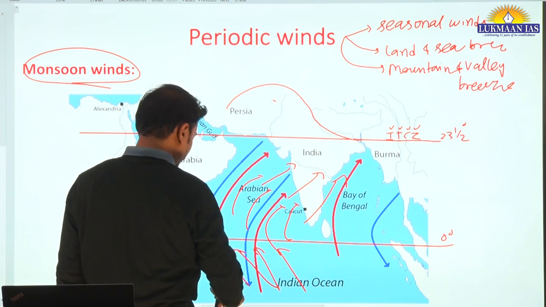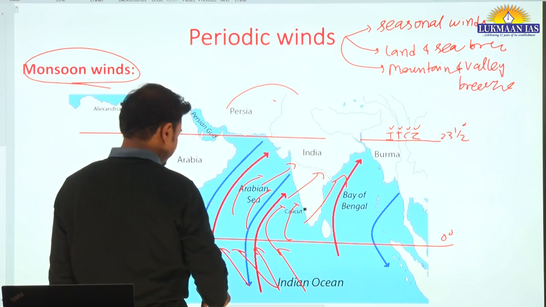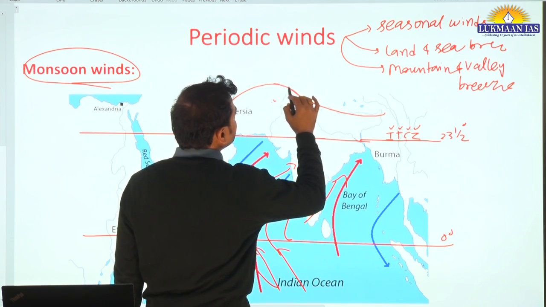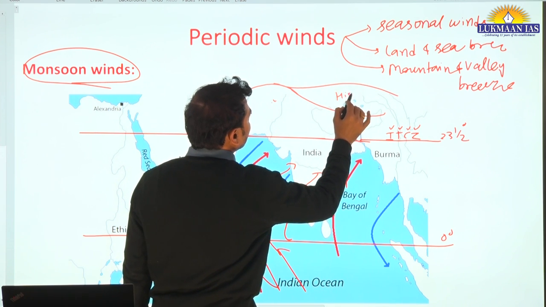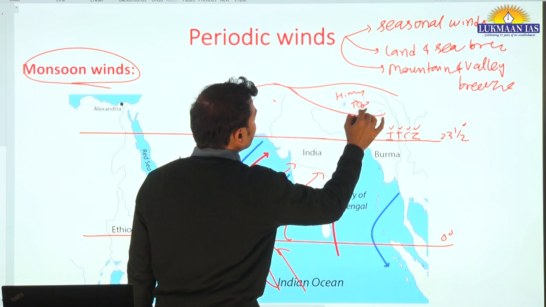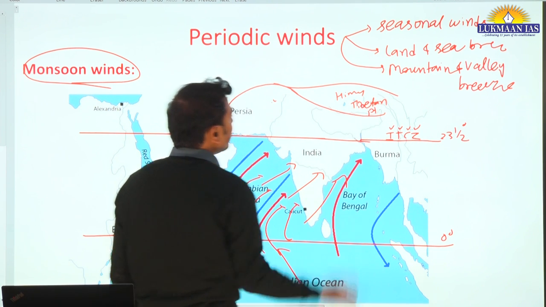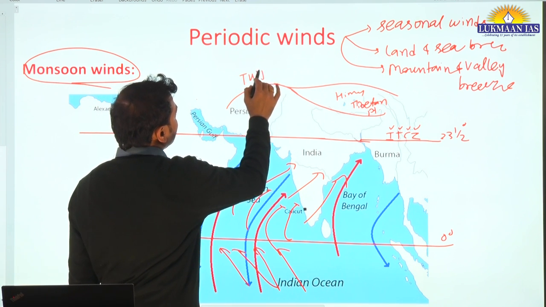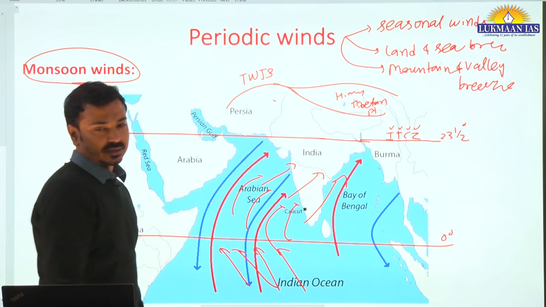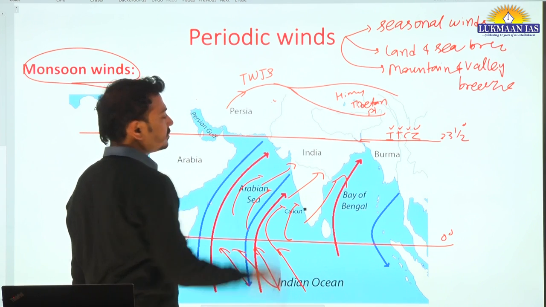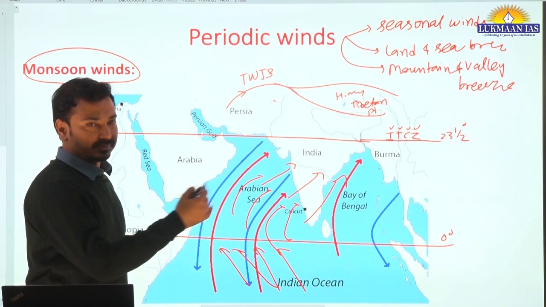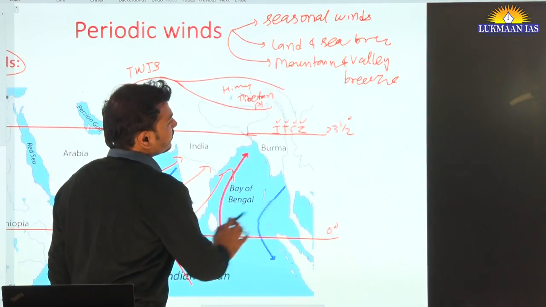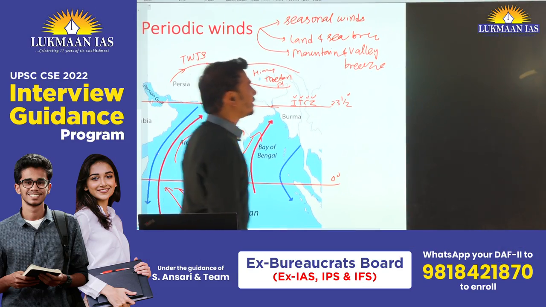ठीक है, so these are the Himalayas, let's say, and this is Tibetan plateau. Tropical westerly jet stream is moving like this. I will explain the jet stream phenomenon. Okay, I will explain right now only. फिर से आपको परेशान हो जाएगी. Jet stream क्या होता है?